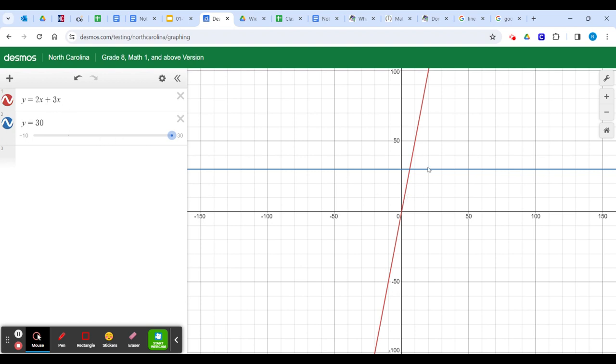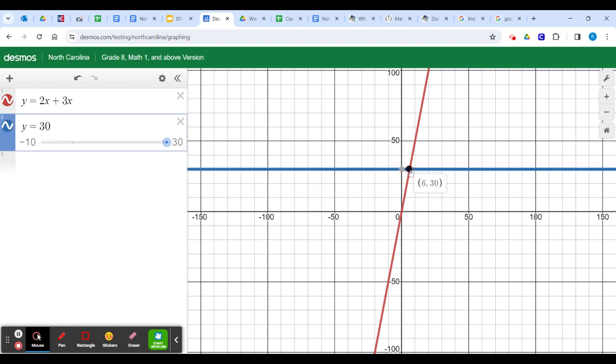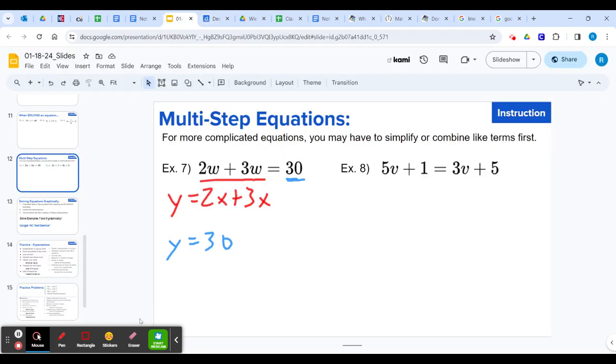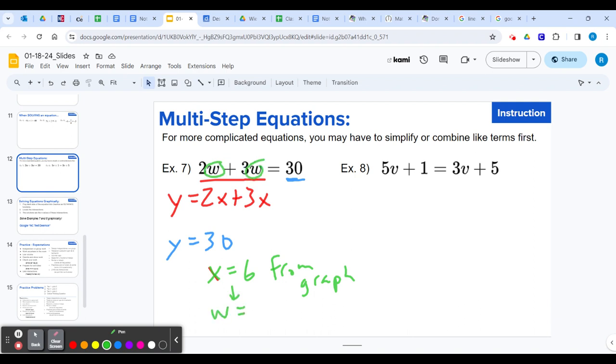I literally just had to type this stuff in, and I got two different lines, my red line and my blue line. If I locate the intersection of that line, which is, I'll zoom in a little bit so we can see it better. I have an x value of 6 here. I have a y value of 30. And so that x value, that input, is going to be 6. So let's say green equals 6, x equals 6 from graph. But in this case, since we're using w, it's really w equals 6 in our equation. And that's exactly what we got when we solved this manually.